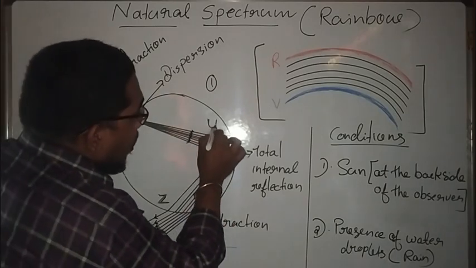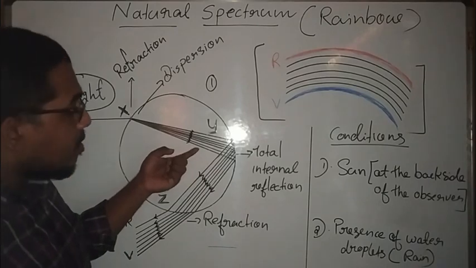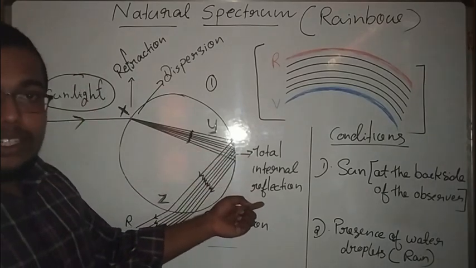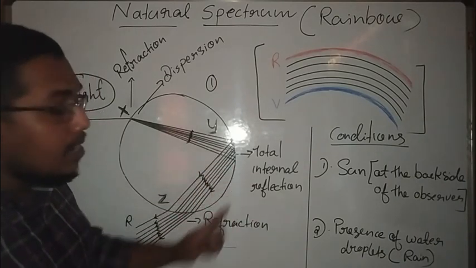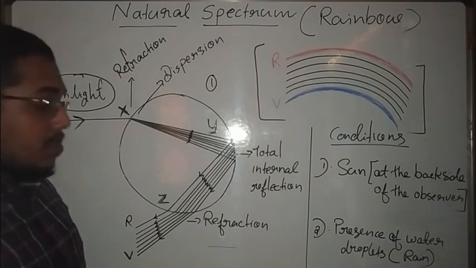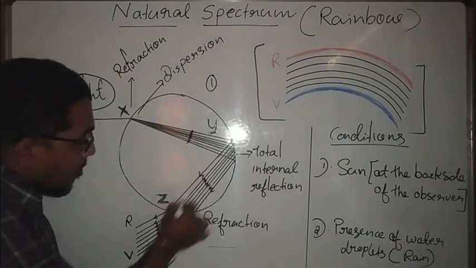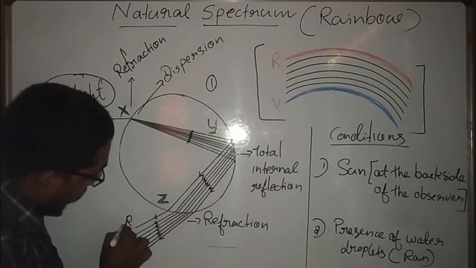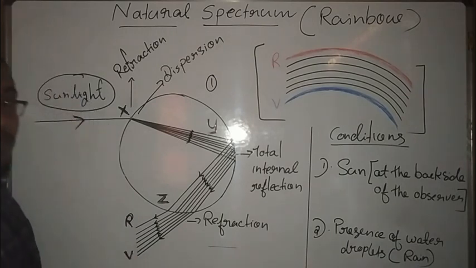At point Y, the dispersed colors, or the spectrum of colors, undergo total internal reflection inside the water droplet. After that, at this particular point Z, the entire spectrum is refracted out, with the red color at the top position and the violet color at the bottom position. The spectrum is formed like this.